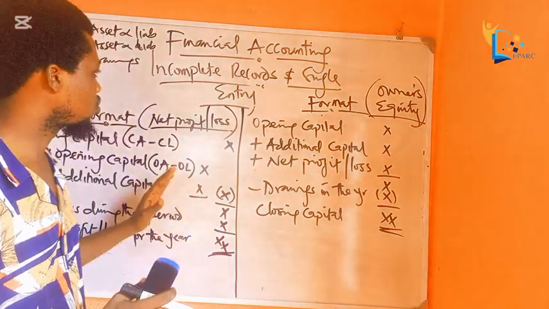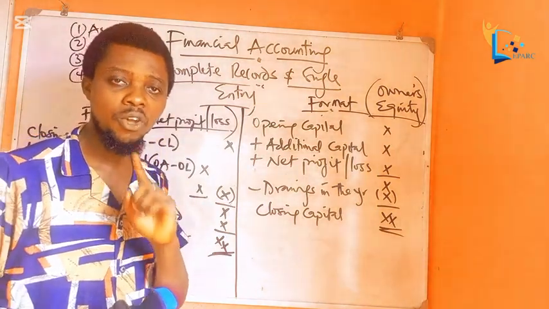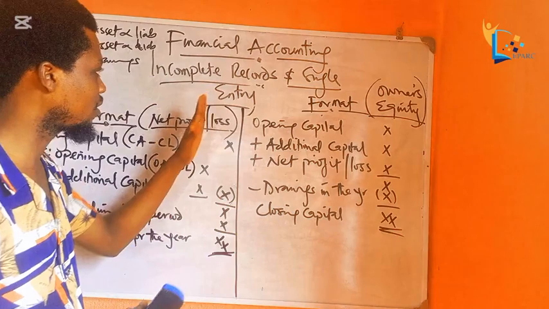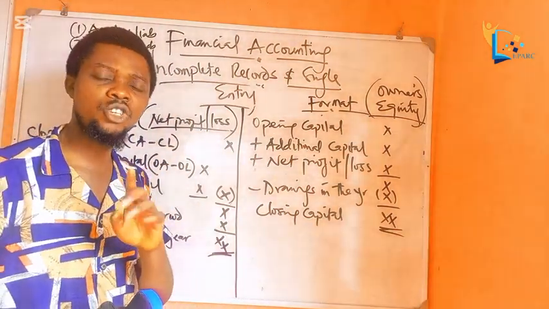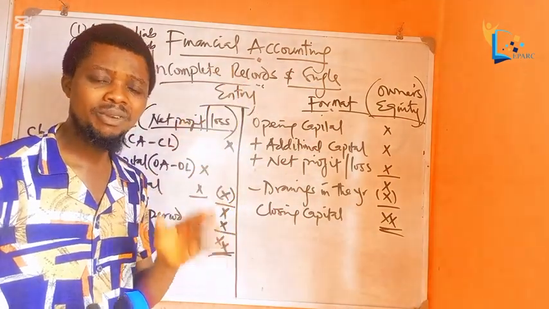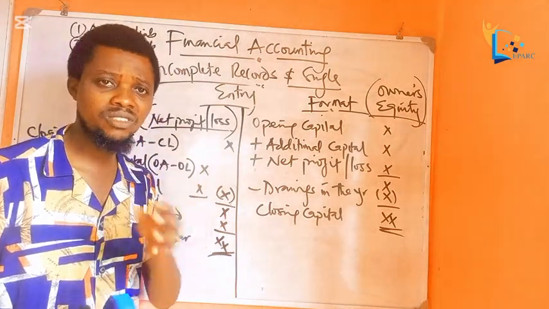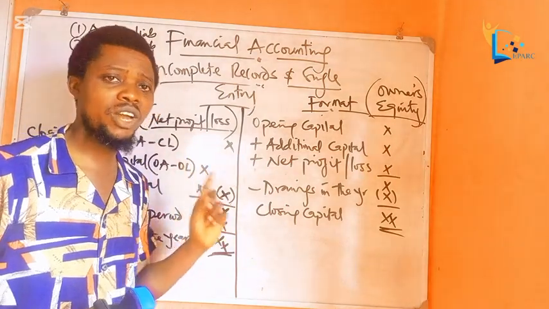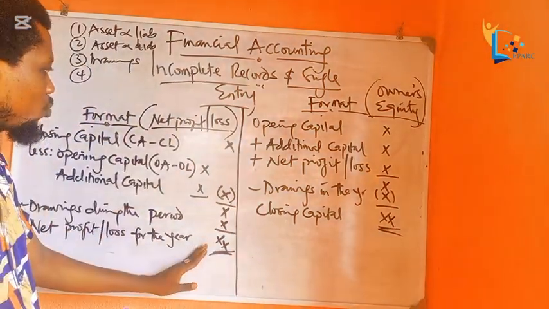Okay, all right. So for the fact that we are dealing with incomplete record here, to help us get the net profit or net loss, we will not follow the traditional method of getting a net profit or net loss, because the records are incomplete. It's as simple as that. So for incomplete record, to help us get net profit or net loss, this is the format we are going to follow.